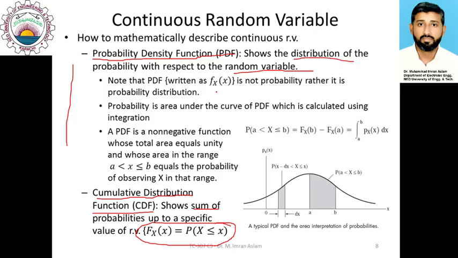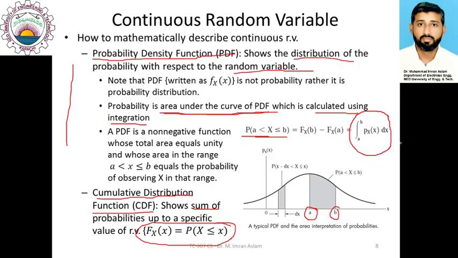So how do we get the probability? The probability is actually the area under the curve of this PDF. So if you want to find the probability for a certain event or certain values of the random variable, you have to find this area under the curve, and mathematically we find this area through integration. Say for example we have two points A and B, and we want to find the probability that our random variable has a value between A and B.